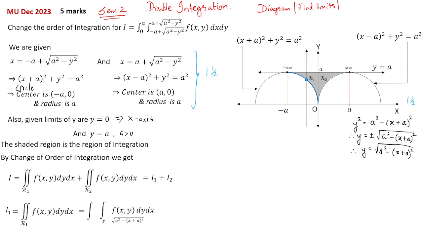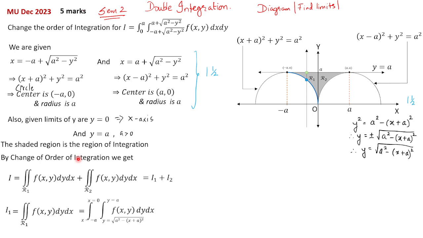Similarly, when it is going to exit, you can see here a green dot has appeared. Okay, and the equation of the line in terms of y is y equal to a, so the upper limit is going to be y equal to a. And as I had already discussed, the projection is from minus a to 0 for the R1 region, so the limits for x are going to be from x equals minus a to x equals 0.